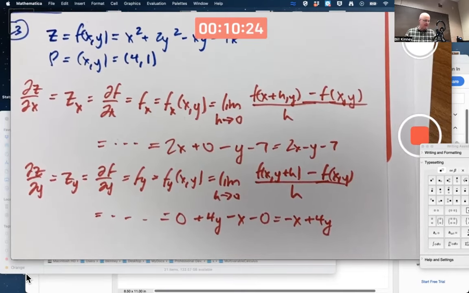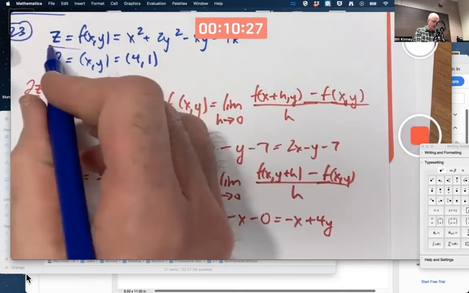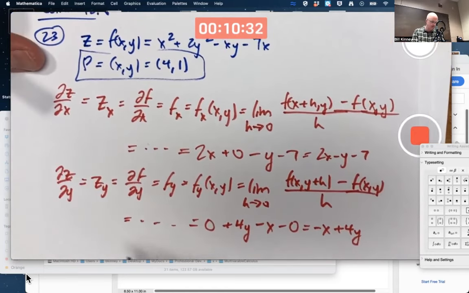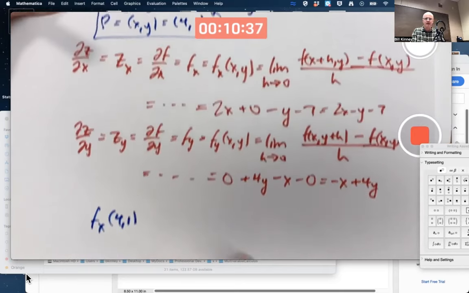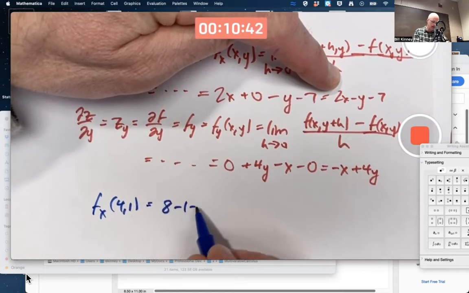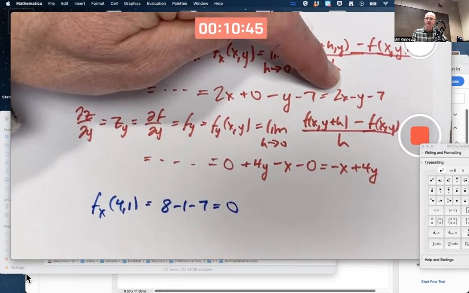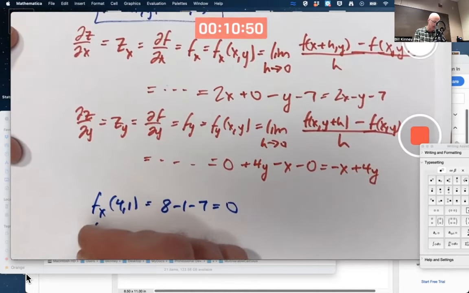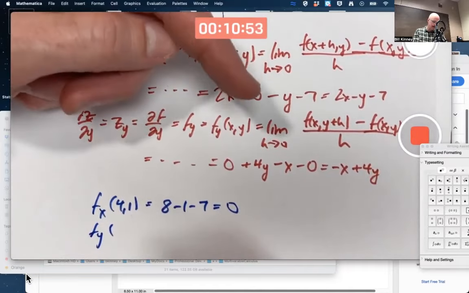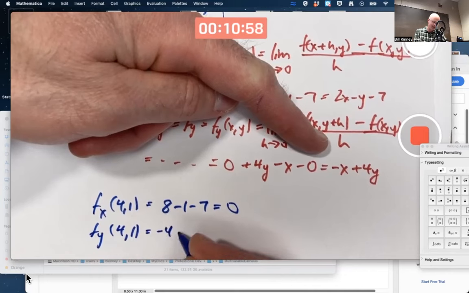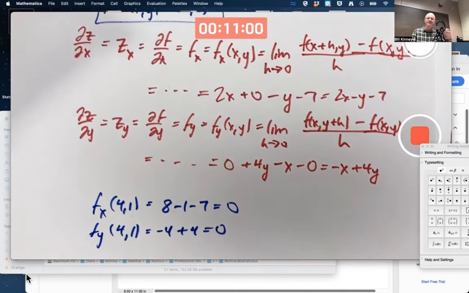You should be able to, of course, then evaluate these partial derivatives at the given point and technically interpret their meaning if I asked you to interpret their meaning. f sub x at the point 4, 1 then. Look at this formula, plug in x equals 4 and y equals 1. And amazingly, we get 0. I didn't expect that, but that is what we end up with. It's a book problem, so sometimes they do that. Plug in 4, 1 into this one, we're also going to get 0, it looks like. Negative 4 plus 4 is 0.